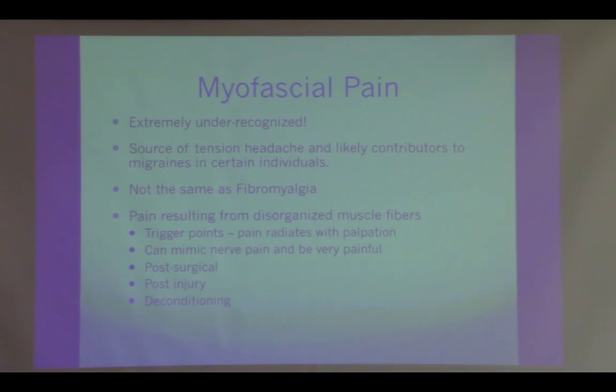I think one condition that we often see in the pain world that is very under-recognized in the headache neurology world is myofascial pain. Basically, myofascial pain is pain that comes from the muscles and the connective tissue, not from, say, a problem with the nerves or bones. What happens is that the muscle fibers become disorganized or form these really tight, tender bands called trigger points. When you press on them, they can radiate or spread. So a lot of times people don't think it can be muscle if there is that radiation of pain. What could potentially cause myofascial pain?